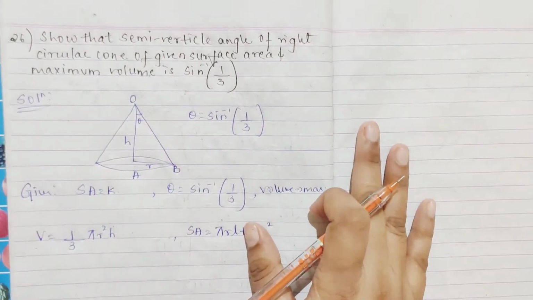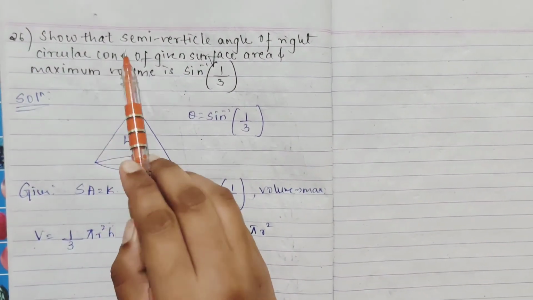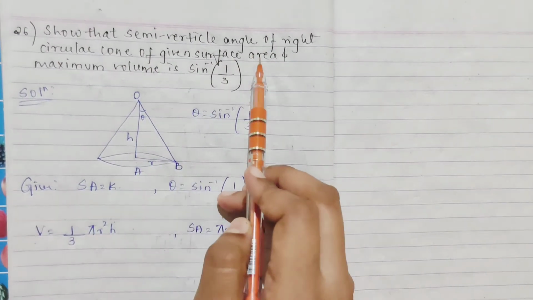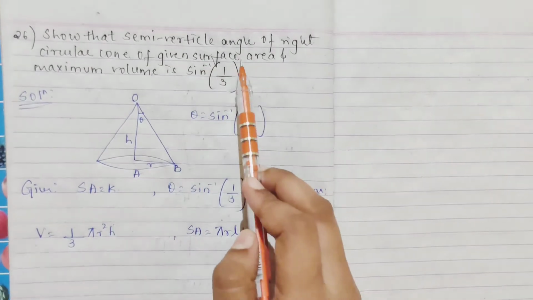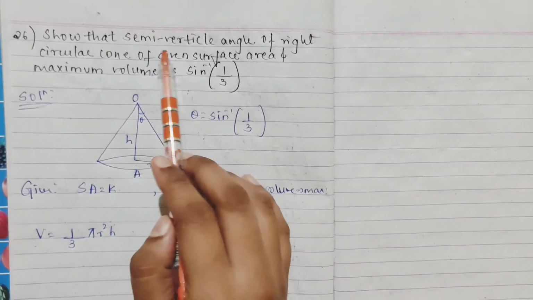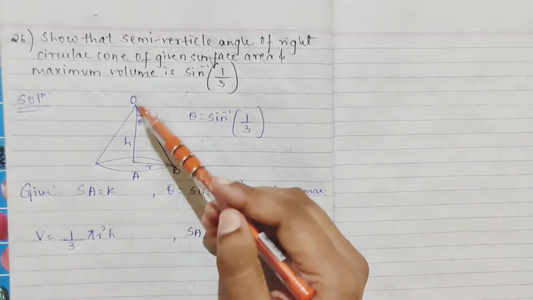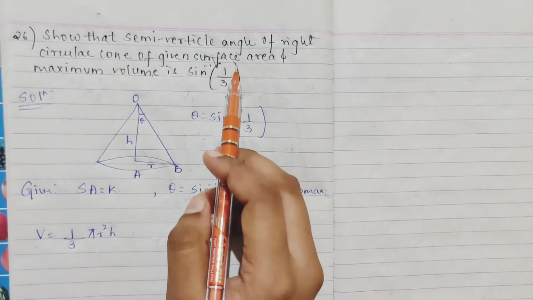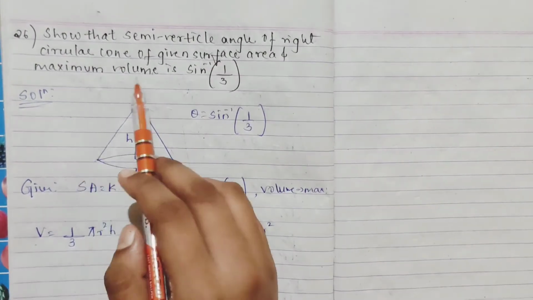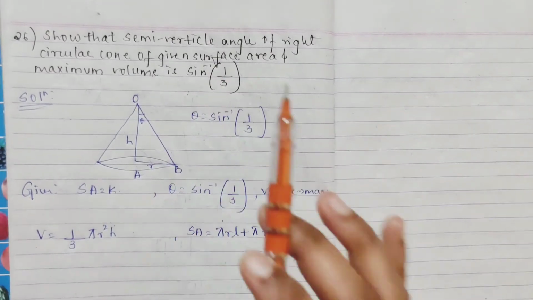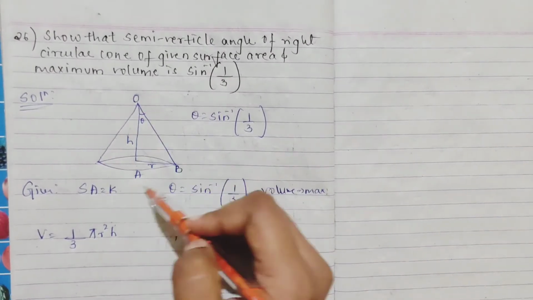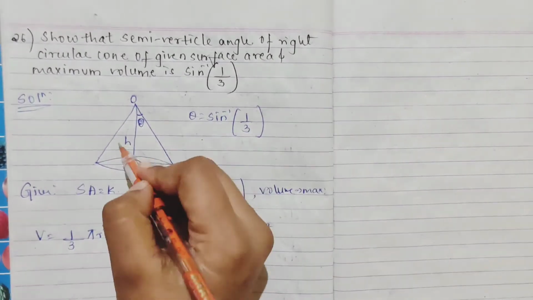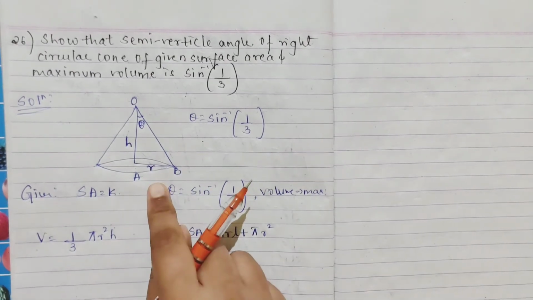Now heading towards our next question, the 26th one. Show that the semi-vertical angle of a right circular cone of given surface area and maximum volume is sine inverse of 1 by root 3. So they are telling the semi-vertical angle of the right circular cone. I have just drawn your theta. They have given sine inverse 1 by root 3. You have to find your h and r, and the volume you have to maximize.